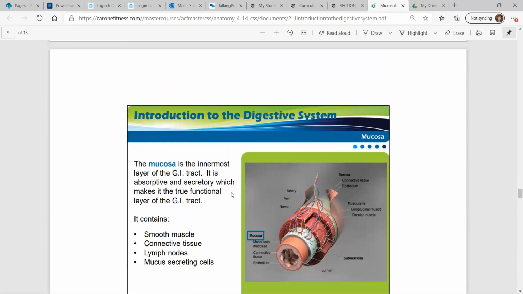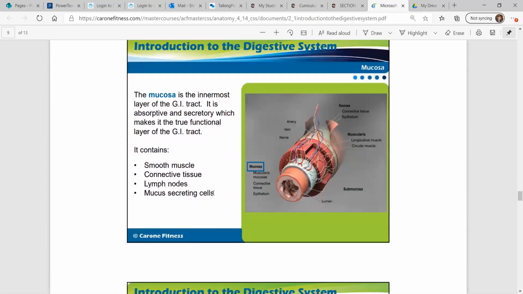The mucosa is the innermost layer of the GI tract. It's absorptive and secretory, which makes it the true functional layer of the GI tract. So it absorbs and it secretes. That's what those words mean. It contains smooth muscles, connective tissues, lymph nodes, and mucus secreting cells. And that mucus makes it easier for things to travel through the tract.